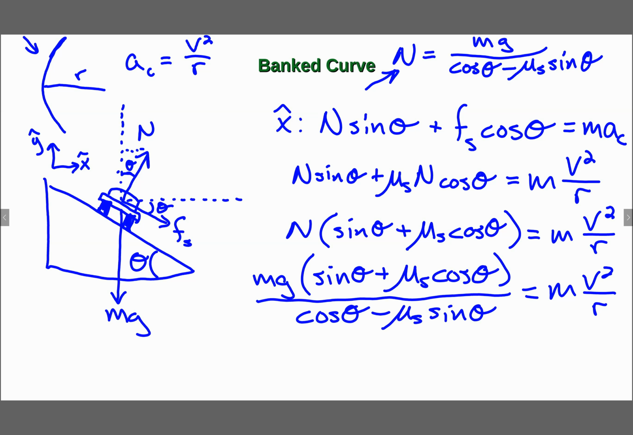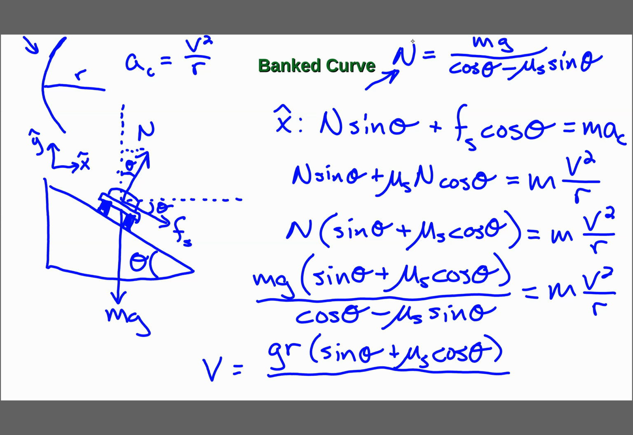And then the question is, what's the maximum velocity that the car can go through the corner without slipping, right? And so we see from this that pretty simply, v is going to equal g times r times sine theta plus mu sub s cos theta over cos theta minus mu sub s sine theta. And that's all in a root.